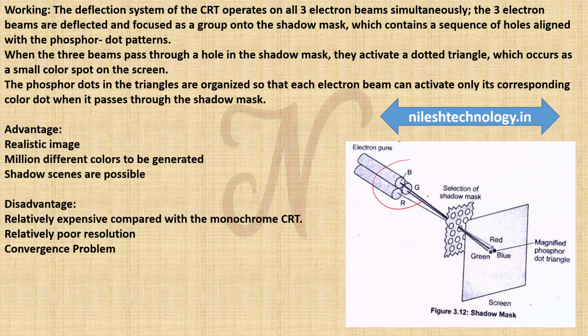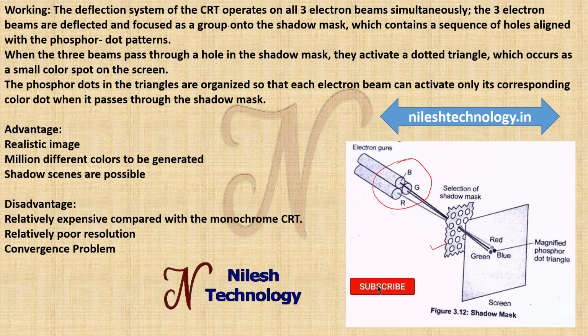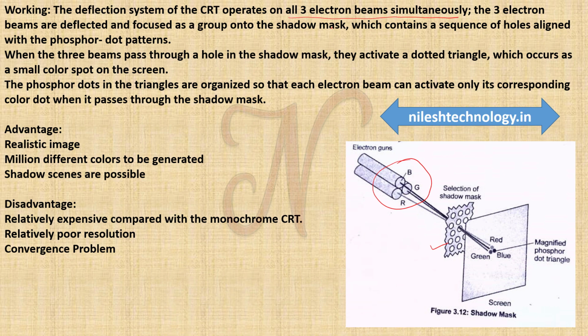This RGB forms the triangular section, and by using the triangular section they transfer the color into this hole and form it on the screen. This layer is called the shadow mask. Okay, so this is your working. The deflection system of a CRT operates on all 3 electron beams simultaneously. The 3 electron beams are deflected and focused as a group onto the shadow mask, which contains a sequence of holes aligned with a phosphor dot pattern. When the 3 beams pass through a hole in the shadow mask, they activate a dotted triangle which appears as a small color spot on the screen.